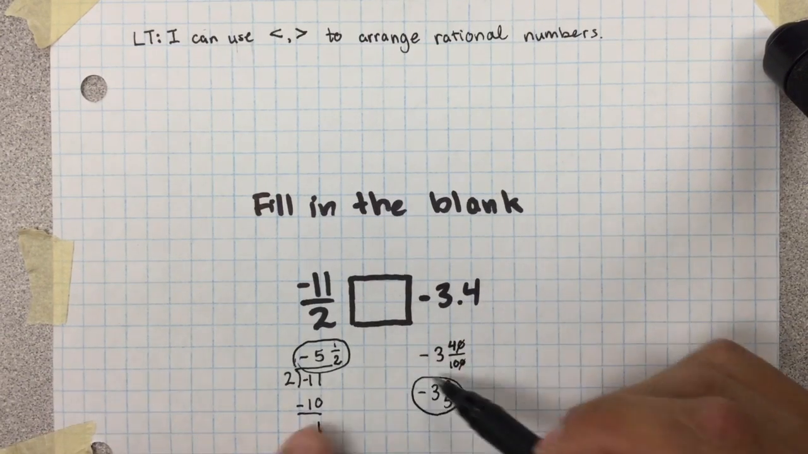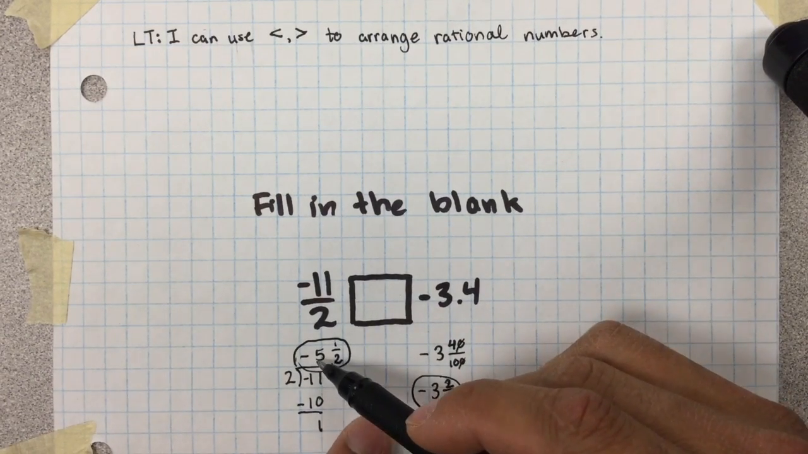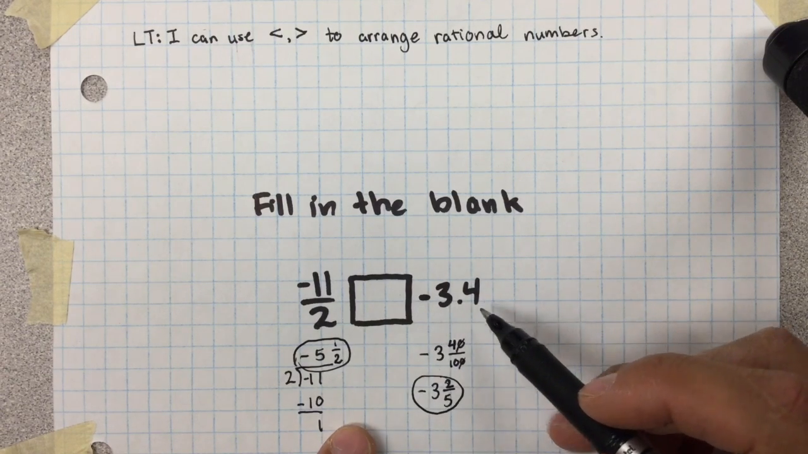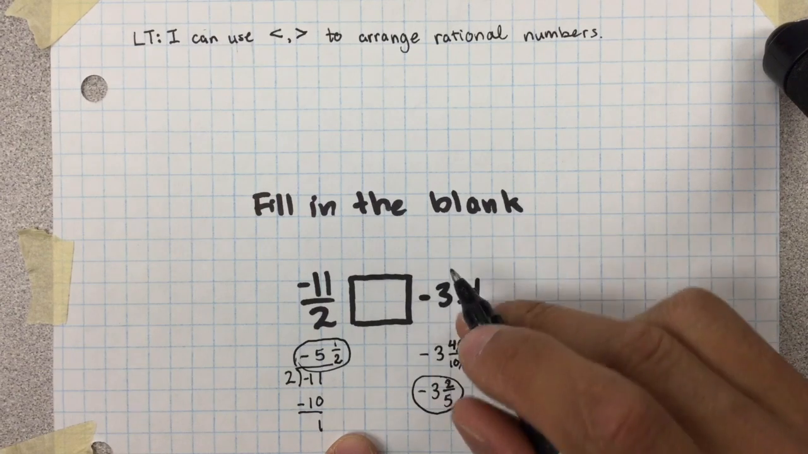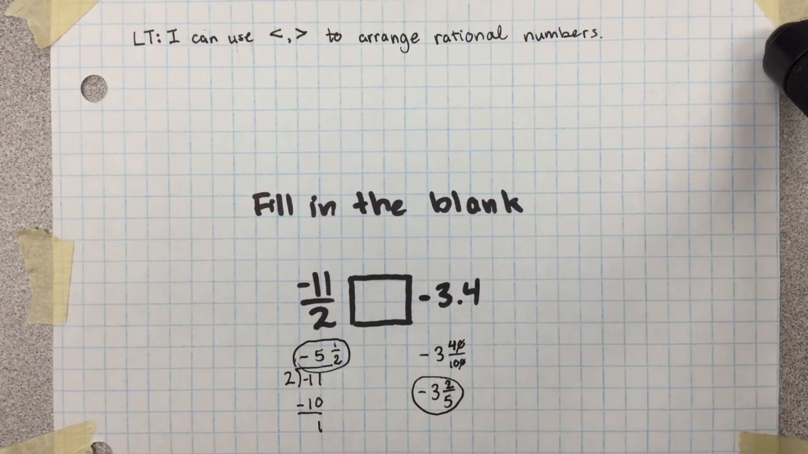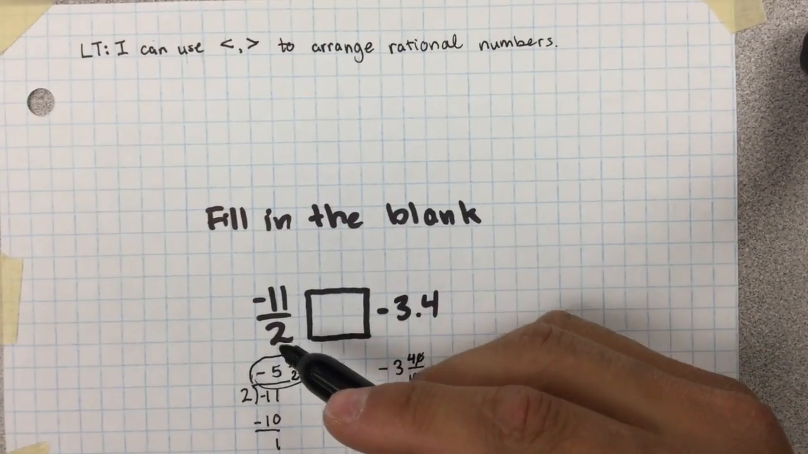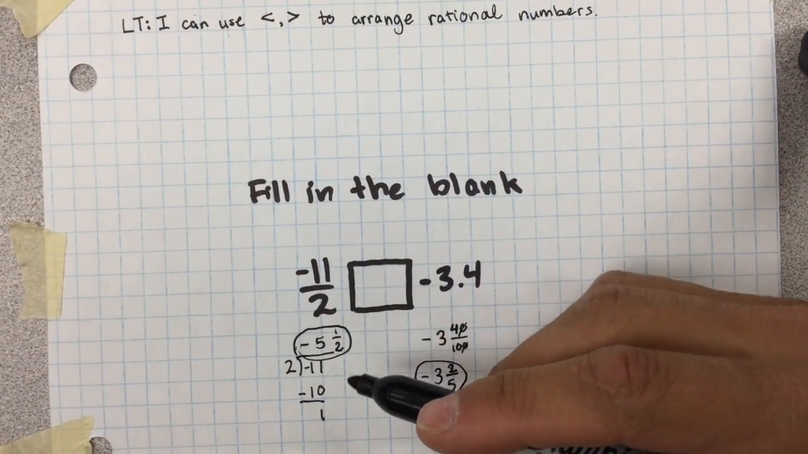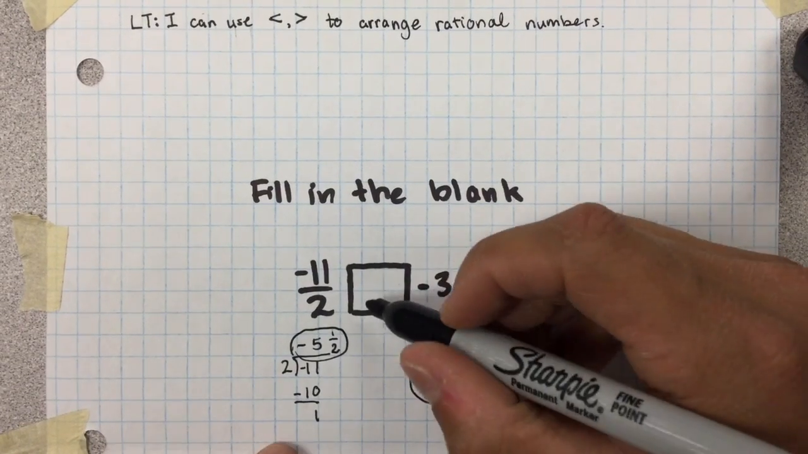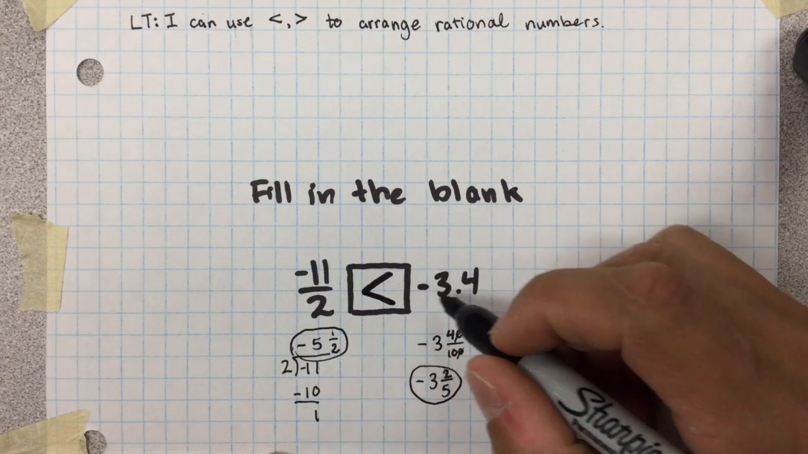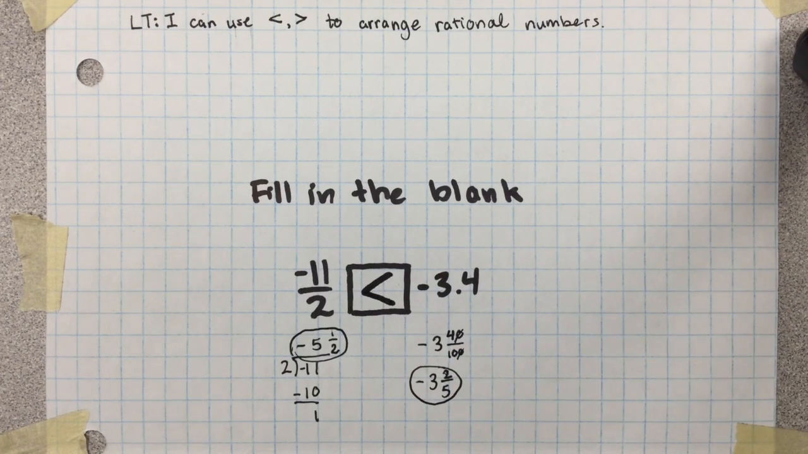Well, even before we got to this point, if we know that this is negative 5 1/2 and this is negative 3 wholes 0.4, then we know that this is the larger number because it's closer to 0. And so the way my sign would face inside the box is if I'm trying to eat the larger number, that's the number that's, in this case, closer to 0.